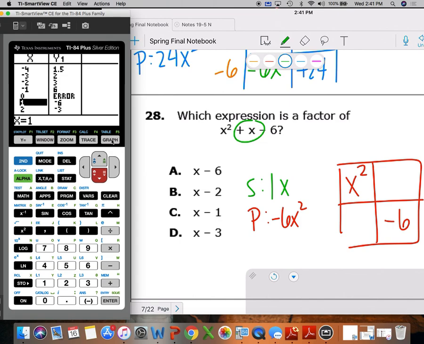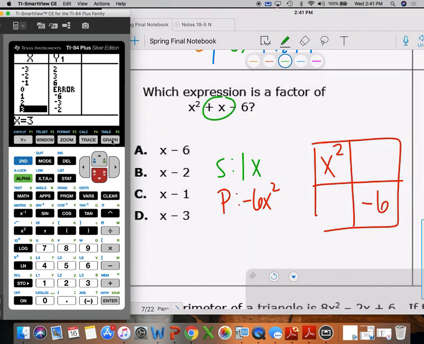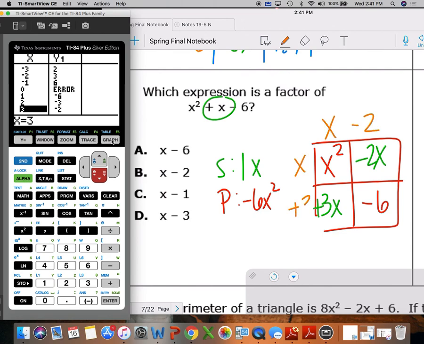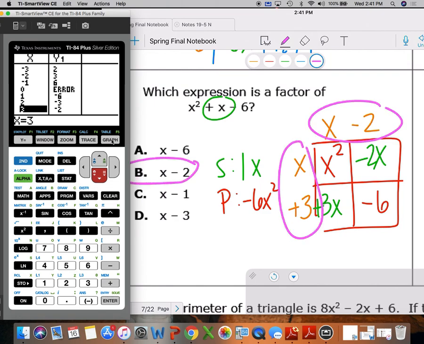1 minus 6 is negative 5. 2 minus 3 is negative 1, but 3 minus 2 is a positive 1. So 3 and minus 2. I take out my GCFs. So these are my factors. The one that matches is answer choice B, because these are the same.